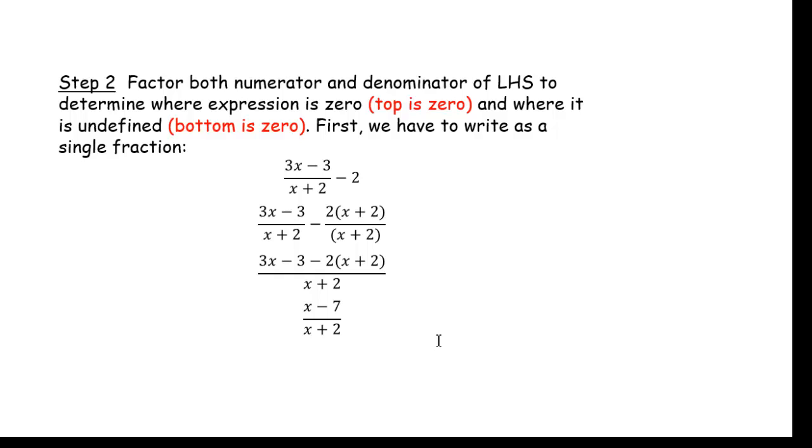We're going to write 2 as 2 times x plus 2 over x plus 2. So we just multiplied 2 by 1. Then we can combine both fractions as one fraction over a single denominator, x plus 2. Distribute that negative 2 on top, so we get 3x minus 2x is x, and negative 3 minus 4 is negative 7. So that's the left-hand side, just x minus 7 over x plus 2.